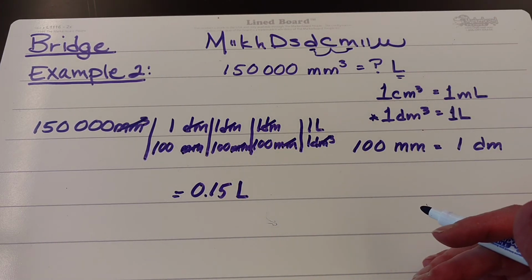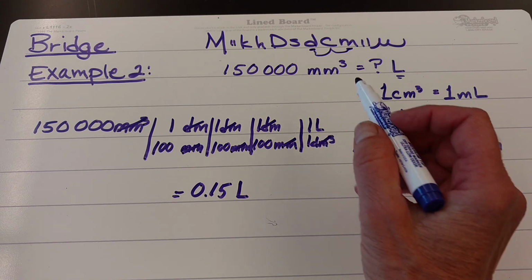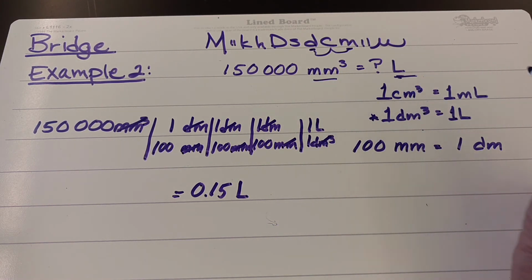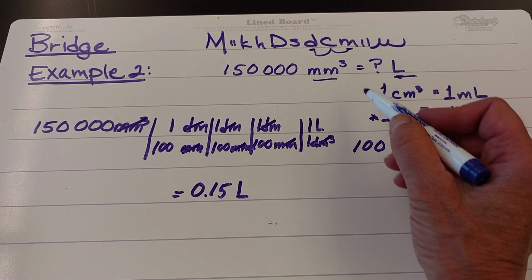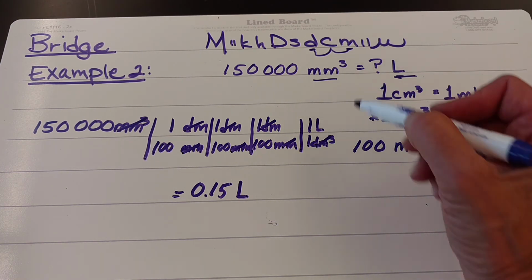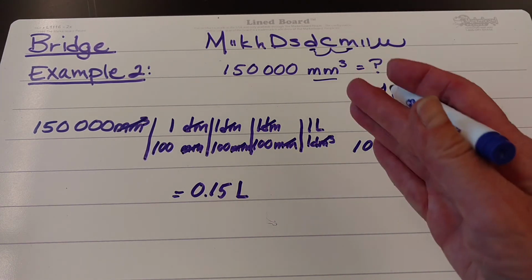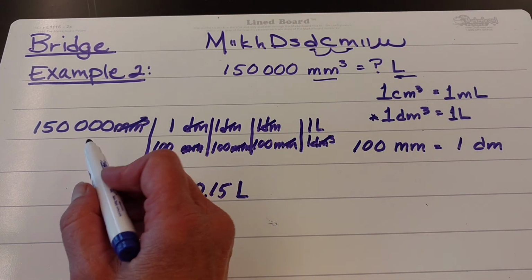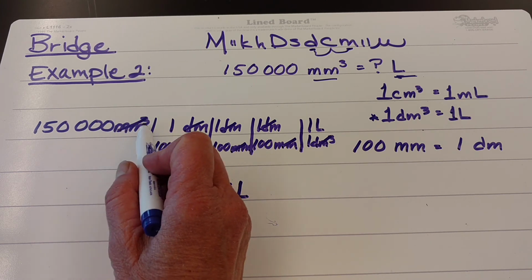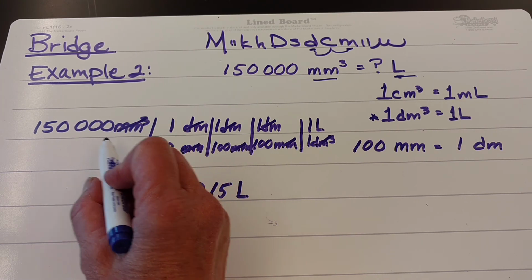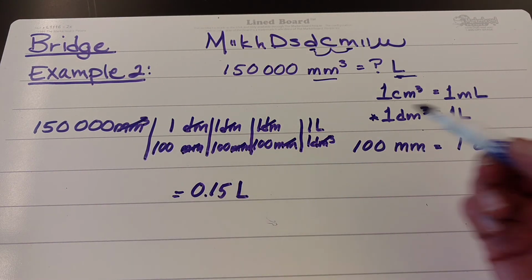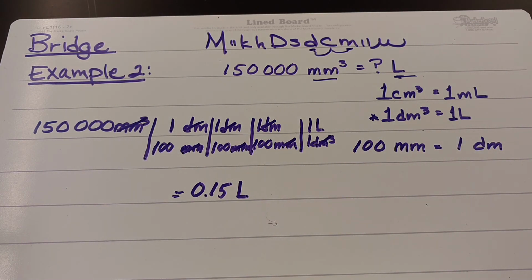The way we can tell that this was a bridge problem is that we started with the cubed length type of units and we're trying to go into liter type of units. So we have to use one of the bridges in order to get from the cubed length type to the liter type. Does this answer make sense? Well, millimeters cubed are much, much smaller than a liter. So even with this large amount of millimeters cubed, we are going to be at less than a liter. So it seems to make sense.